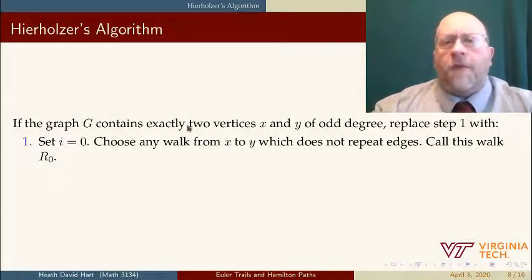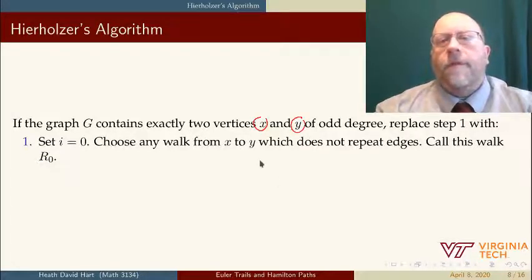We have to modify this algorithm if there are 2 vertices of odd degree. And we'll replace step 1 with, instead of choosing a circuit in the graph, choose a walk from the starting vertex to the ending vertex. That's the only change that we have to make if we have 2 vertices of odd degree. We have to then start at one of those vertices and end at the other vertex and make sure we do that.